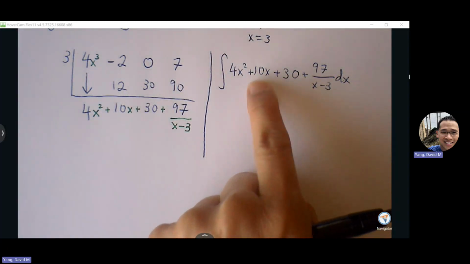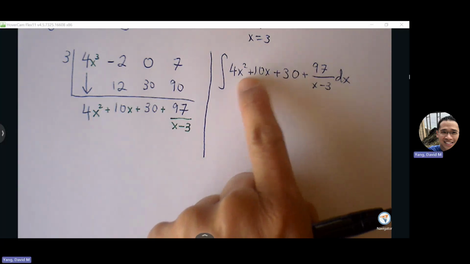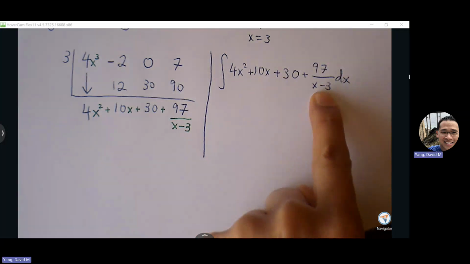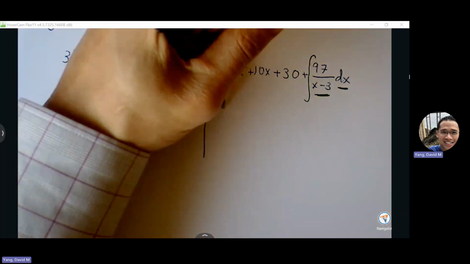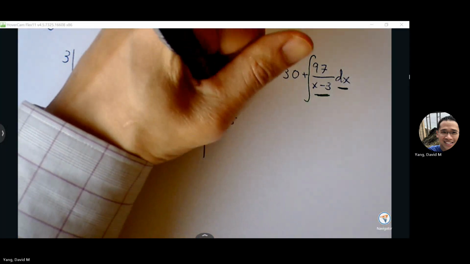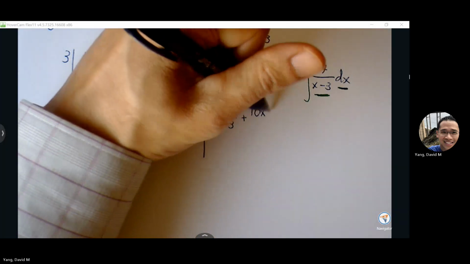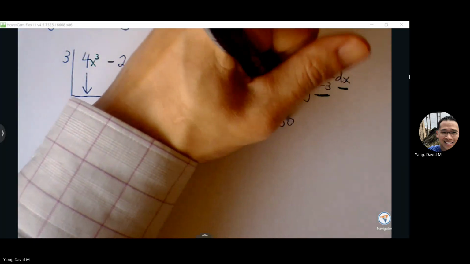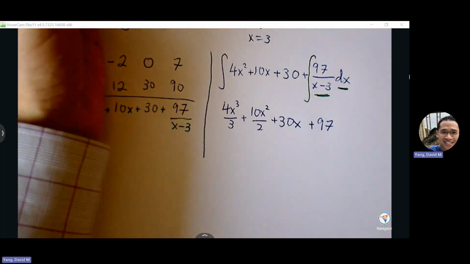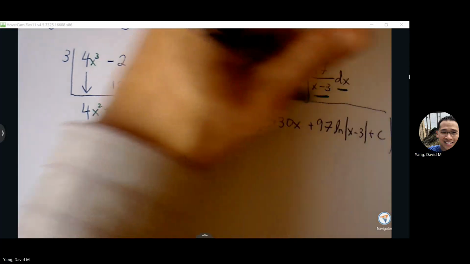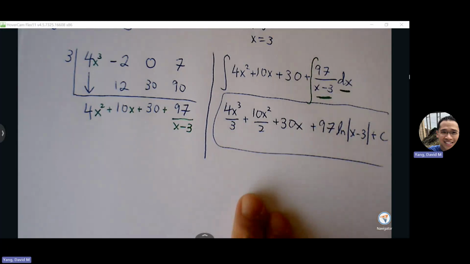First 3 terms, we can use the power rule, and the last term is u substitution. And the u value is just the denominator. So power rule for the first few. And then what's the natural log rule for this here? 97 natural log absolute value of x minus 3. You can reduce that 10 over 2, make it 5 if you want.